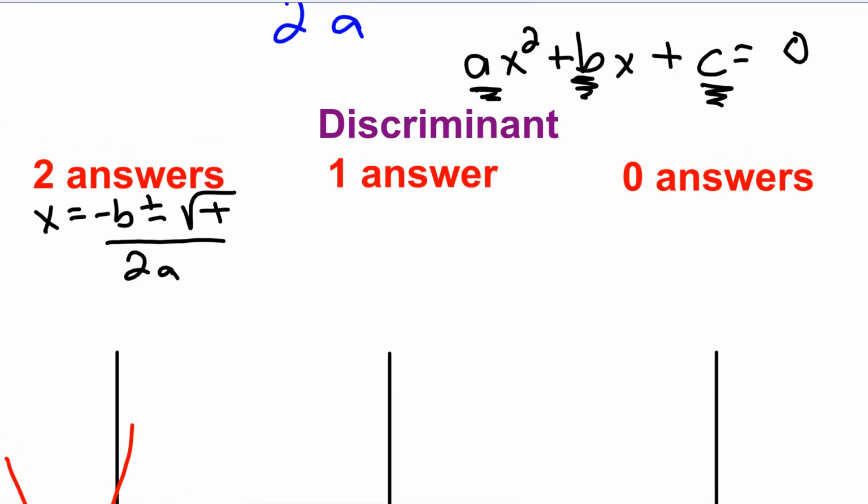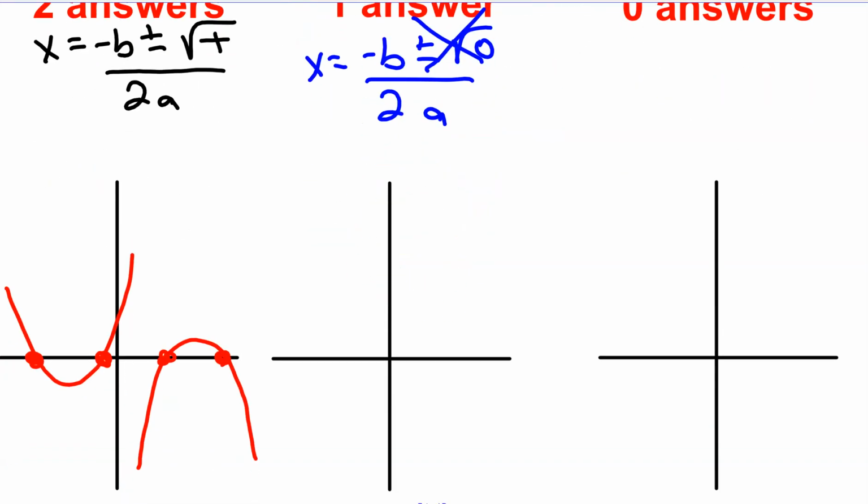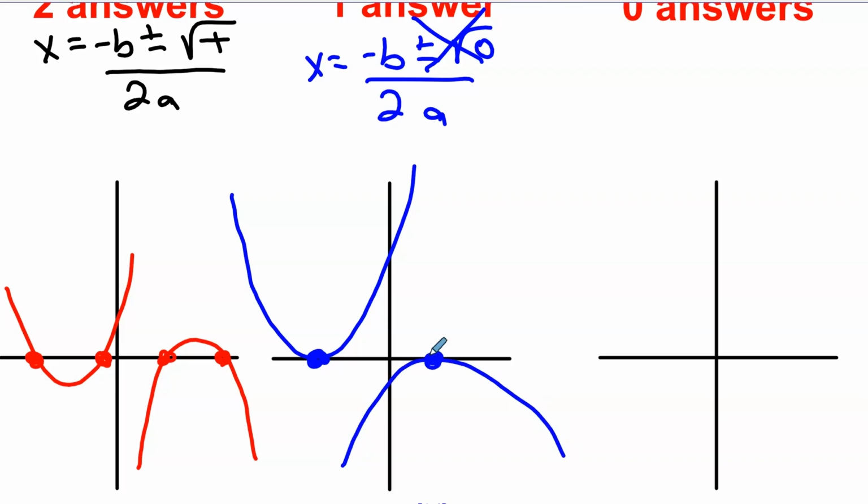If the discriminant is 0, so I'd have x equals negative b plus or minus the square root of 0, which is just 0, then this is gone because that's just adding and subtracting 0. So I just have one answer here. On a graph, it could be a parabola like that where it's just touching at the vertex. Or it could be one that looks like that. It just has one real root. The other root would be imaginary.